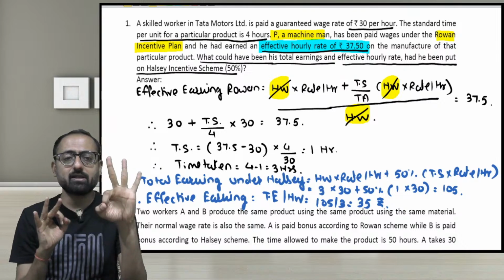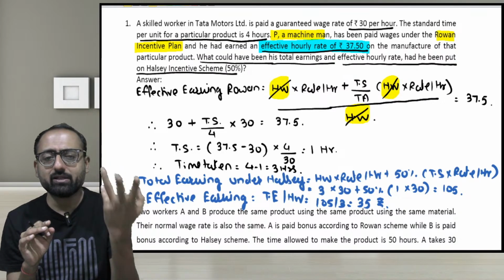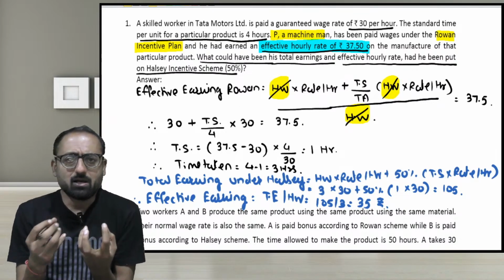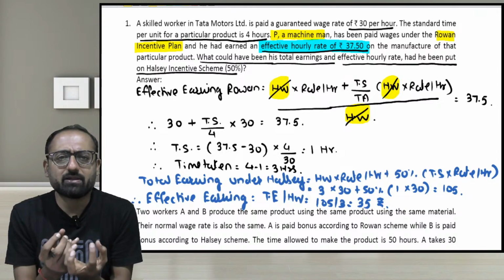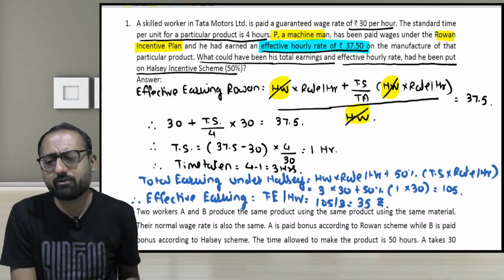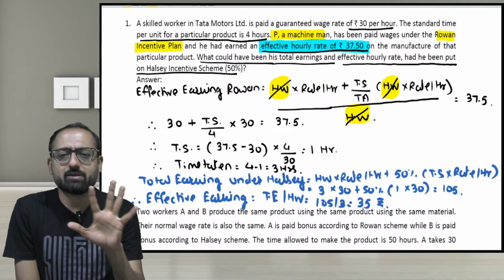So basic is 30 and effectively you are getting 35, which means some time will be saved by that worker. We know that 1 hour is saved by that worker. So this point is absolutely clear.